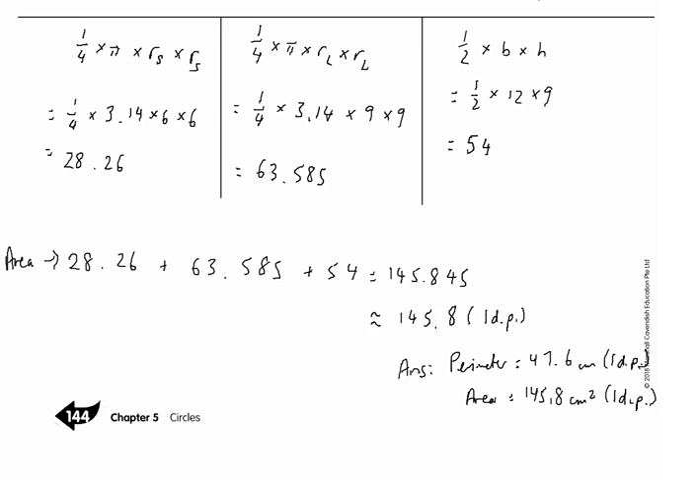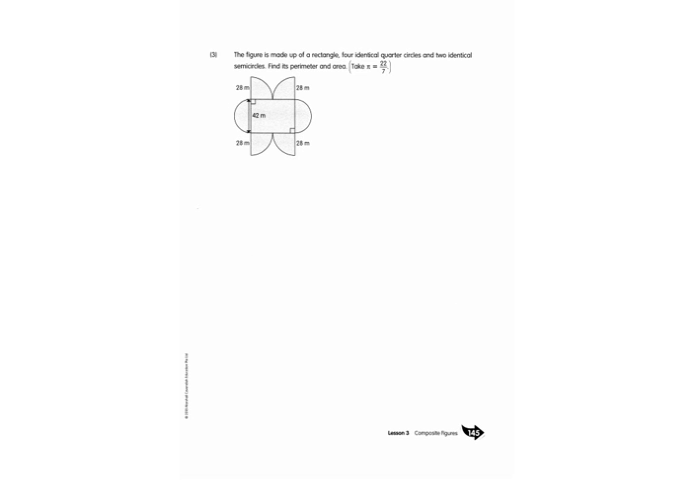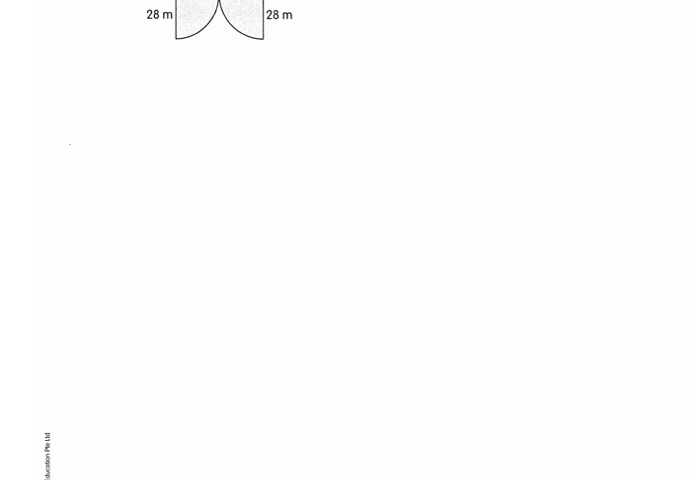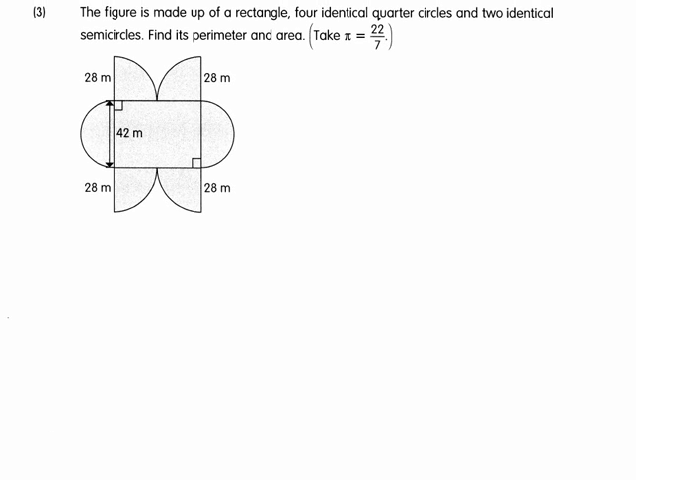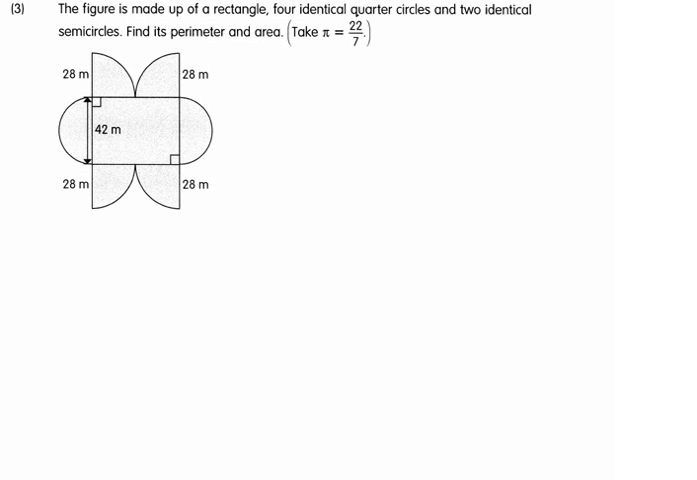So next question. Again, this question we need to find the perimeter and area. So to find the perimeter, this is actually quite simple. Let's look at the question. We don't need to do multiple steps actually. Let's spend some time understanding the question. We have 4 identical quarter circles. This is my first one, second, third, fourth.